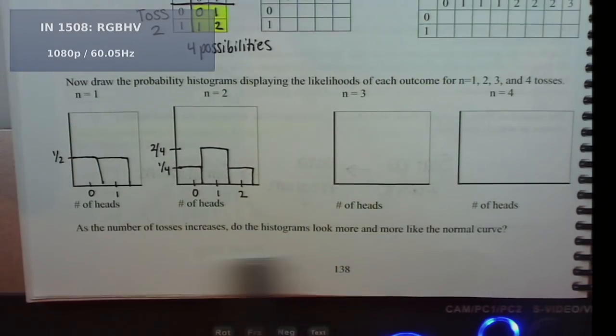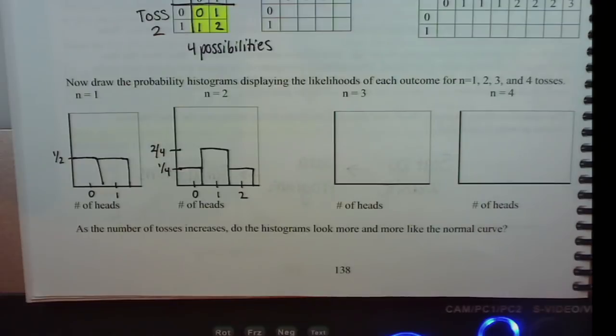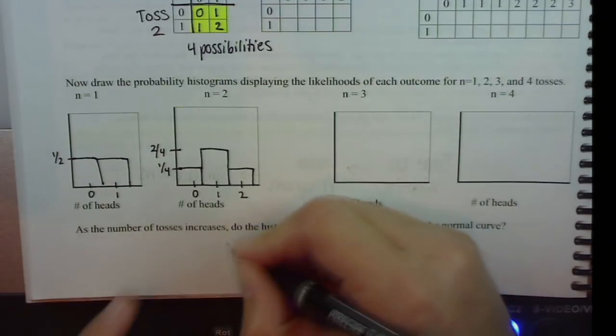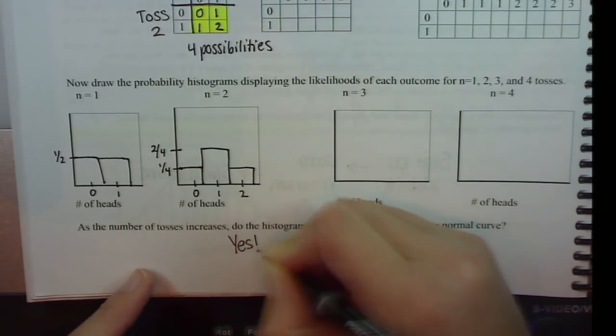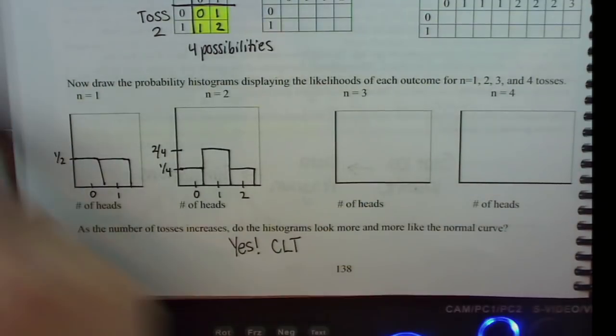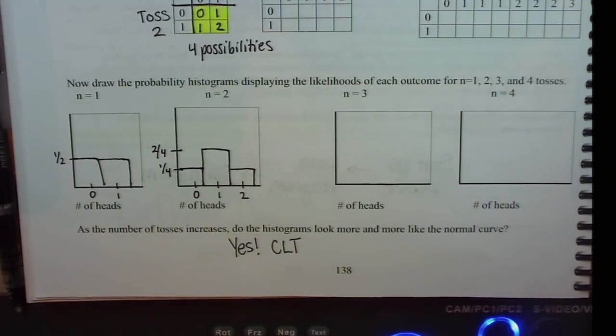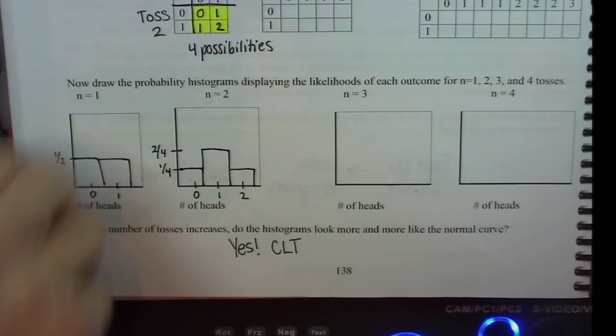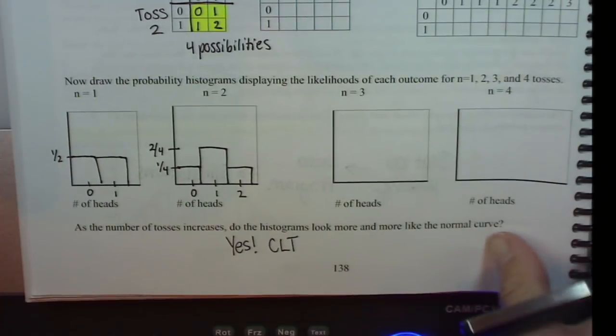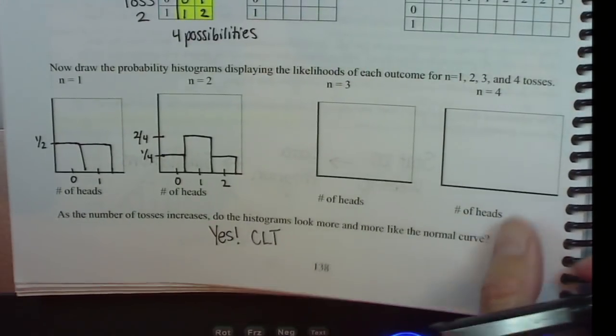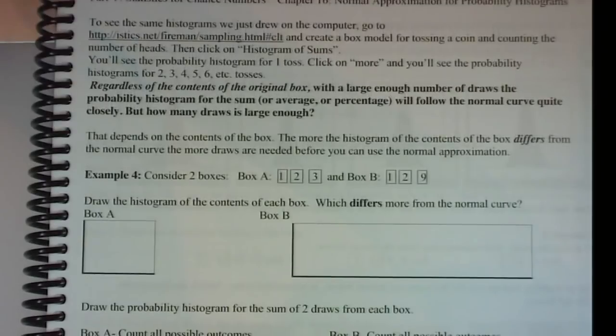So to answer this question, as the number of tosses increases, do the histograms look more and more like the normal curve? I'm going to say yes. That is the central limit theorem. There's one more example I want to do, and then we will be good.